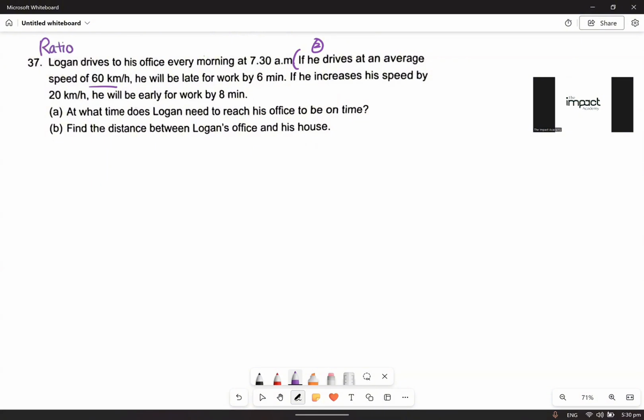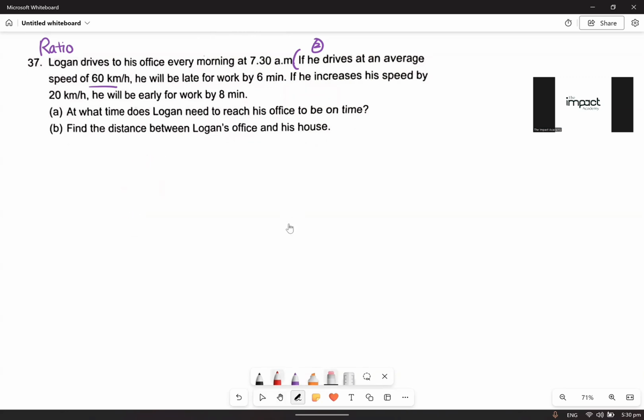All right, you either use difference or use ratio, right? So over here for speed, what we're going to write is that speed is equal to 60. Make sense? Over here, I put TU because time up. And he'll be late for work if he drives at 60 kilometers per hour.